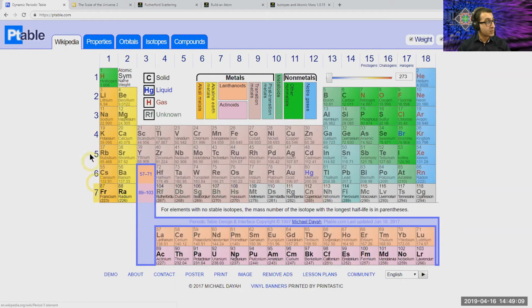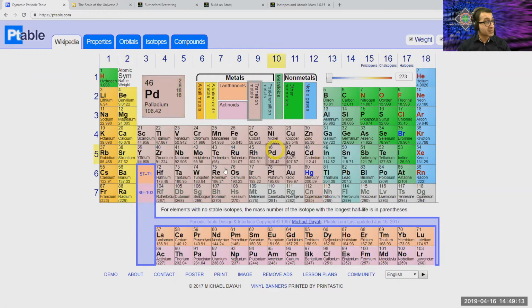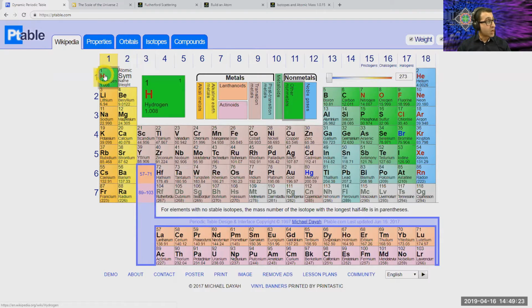Now, we're going to get into the structure of the periodic table a little bit later on, but we're going to be using this periodic table here because it's quite useful and quite interactive. And I'd recommend you guys use this one yourself. This URL is very, very useful for a number of reasons. So hydrogen, only the element hydrogen has the atomic number 1. Only atoms of hydrogen have 1 proton in their nuclei.